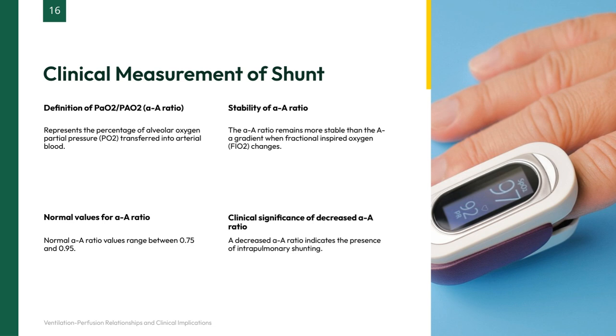Normally, we expect the AA ratio to fall between 0.75 and 0.95. If we see this ratio decrease, it suggests that there is some degree of intrapulmonary shunting happening, meaning that part of the blood is bypassing oxygenation in the lungs, which can be a critical finding when assessing lung function.